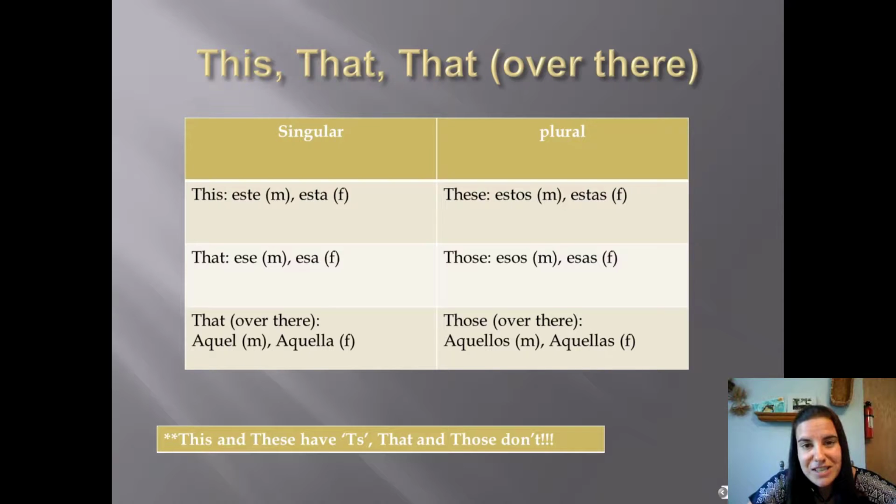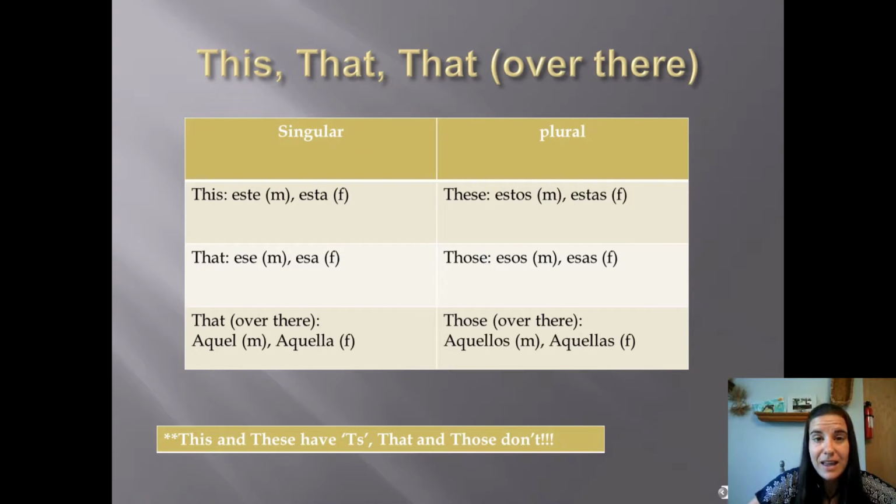So the demonstrative adjectives basically demonstrate, that's why they're called the demonstrative, demonstrate what you're talking about. This, that, or that over there. So there's three things you could talk about: this or these that are close, singular or plural, that, which isn't too far away, or those, and then there's that over there, which is something just a little bit further away.